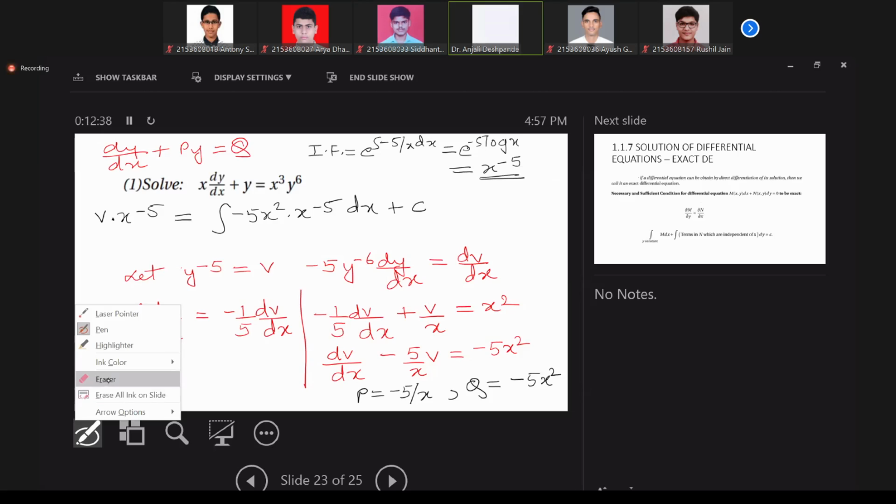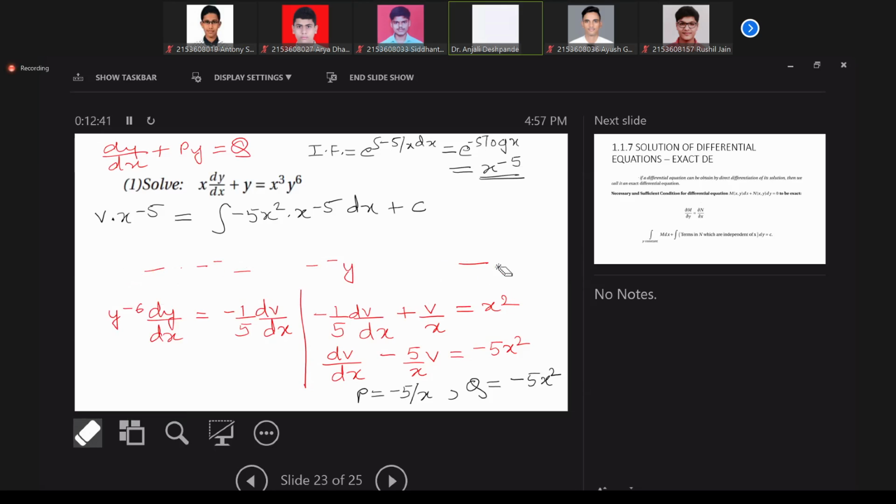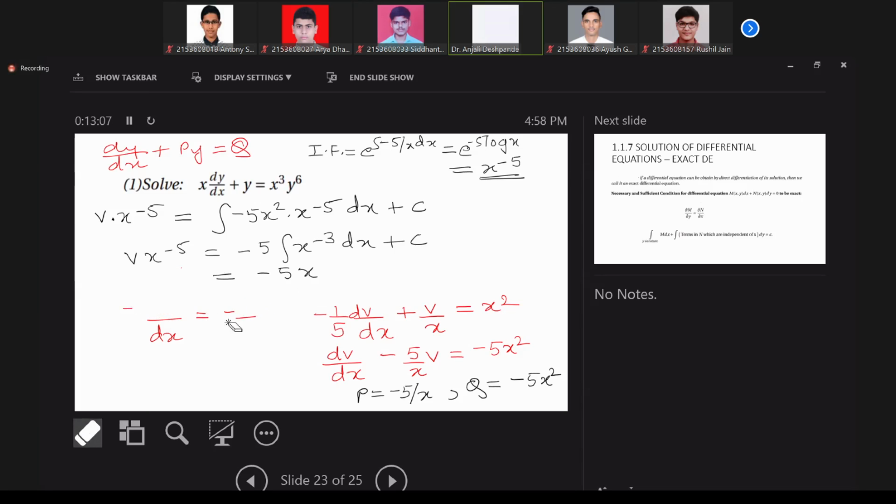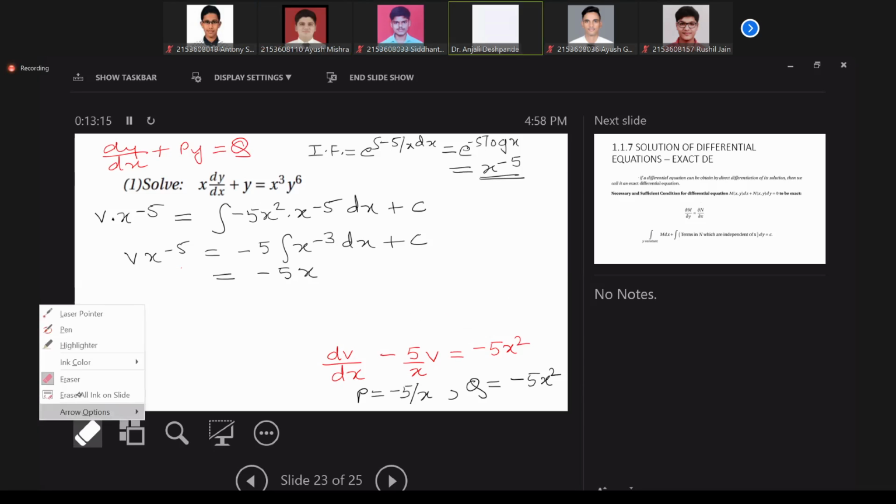Okay, now you can tell me. This is a very, very simple integration which we are doing over here. So v into x raised to minus 5 is equal to minus 5 integration of x raised to minus 3 dx plus c. Now what is the integral value? Minus 5 x raised to, just tell me. Integration of x raised to minus 3, quickly. Minus 2 upon minus 2. Yeah, very good.